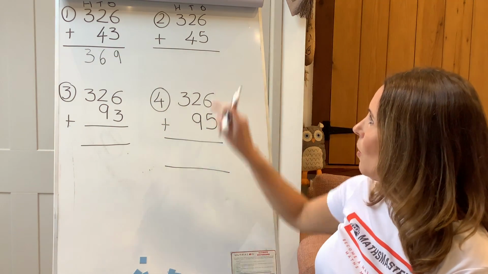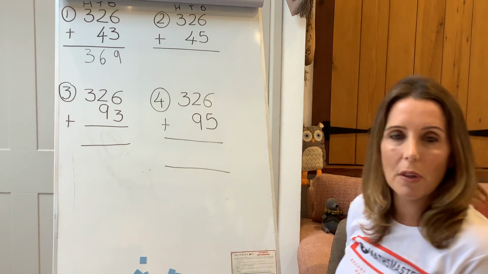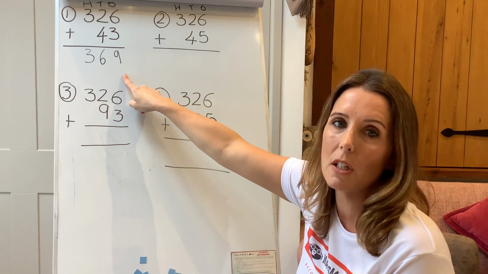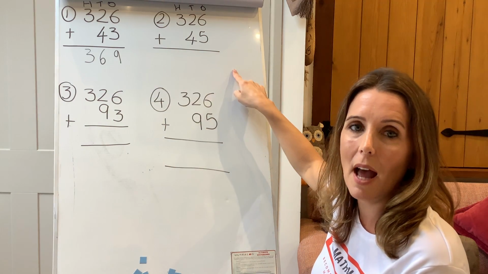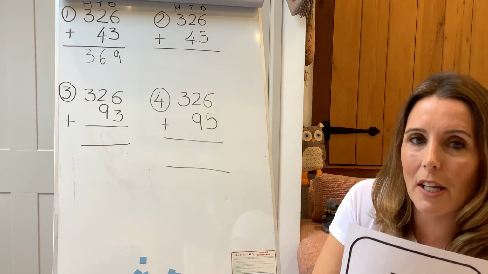What's different about this one? Okay, what do you notice about this one? Look at the numbers. Is any of the columns going to change? There was no exchanging on this one. Are we going to have an exchange here? Pause it and think about that. Did you have an exchange on that one?